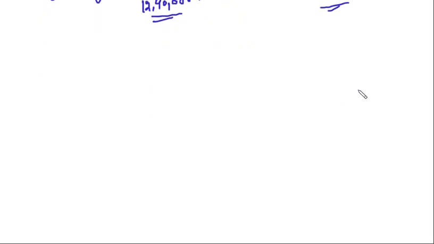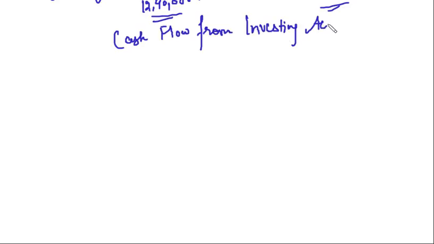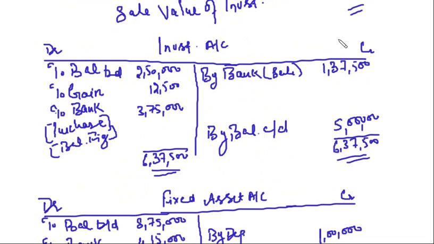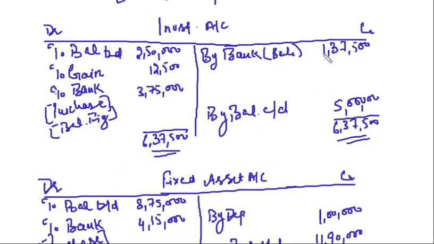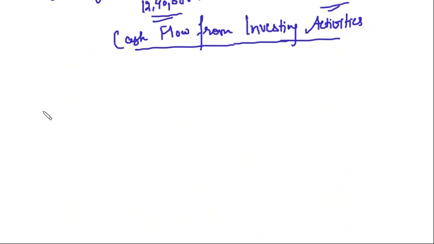Right? So when we talk of cash flow from investing activities, what all will be included? First, let's see the investment account. What are the figures relevant from investing point of view? The sale is relevant and this purchase is relevant, right? Sale is for 1,37,500 and the purchase is for 3,75,000.